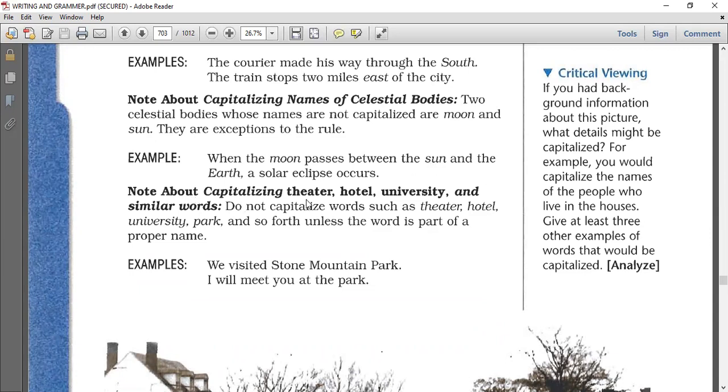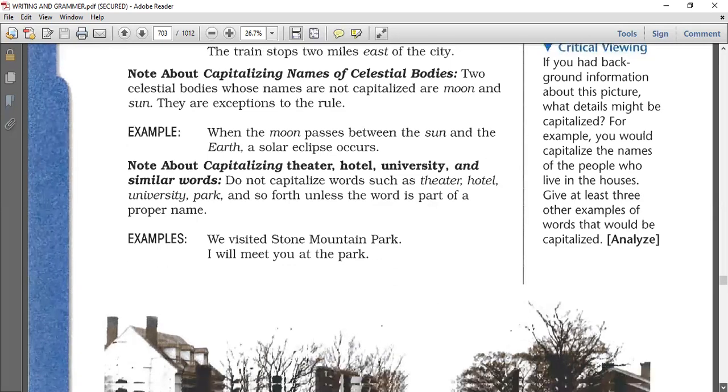Note about capitalizing theater, hotel, university, and similar words. Do not capitalize words such as theater, school, university, park, hospital, and so forth unless the word is part of a proper name. Like we visited Stone Mountain Park. Here the word park is capitalized because it's part of the name of a famous place. But I will meet you at the park. The park. I don't have the name of this park, so the P is lowercase here. Remember this, guys?